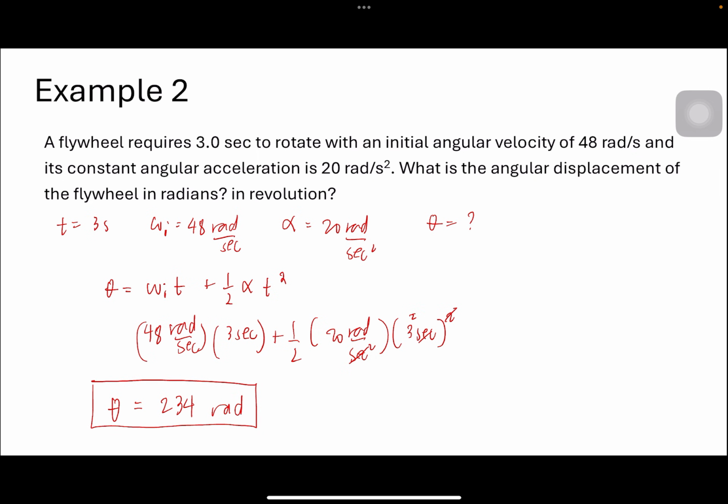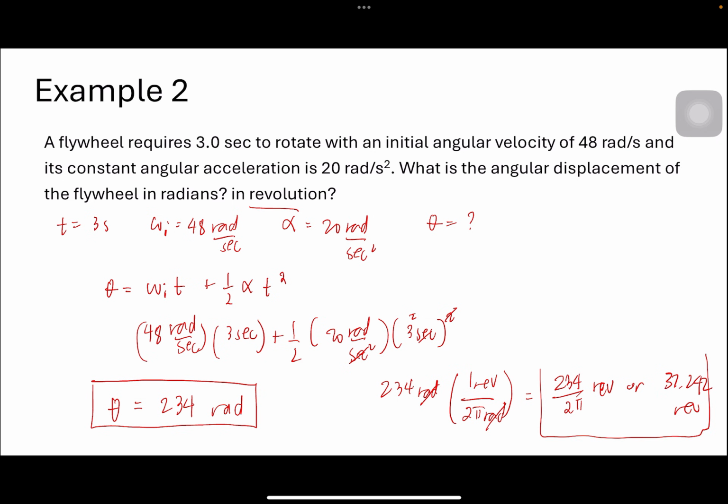To get the radians also in revolutions, we just divide it by the conversion factor. 1 revolution is 2 pi rad. So it will be 234 over 2 pi rev, or 37.242 revolutions. That is for example number 2.